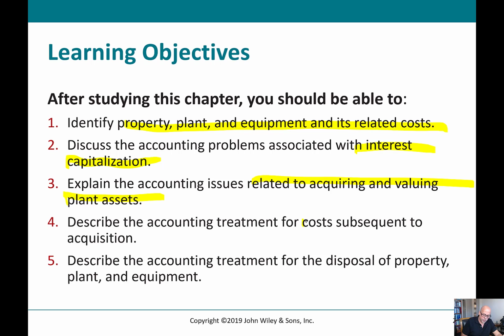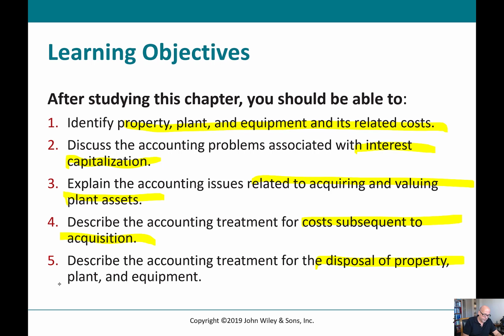And then what happens if we have costs subsequent to acquisition? We have to make an improvement, we make an enhancement to an asset, or we have a repair. How should we treat those? Should we add them to the asset account? Should we expense them as some sort of repair expense? We'll talk about the rules around that.